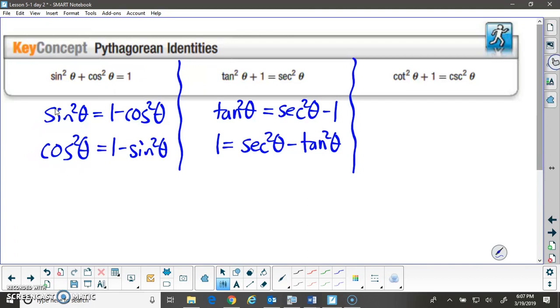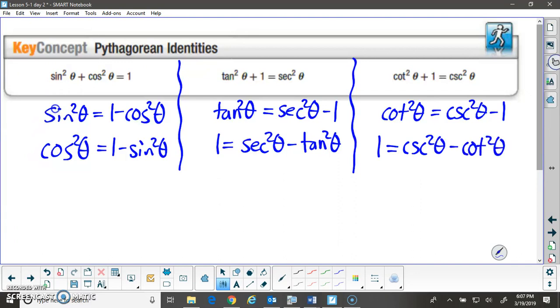The third one is cotangent squared plus 1 equals cosecant squared. I'd like you to write that one down as well as writing cotangent squared equals cosecant squared minus 1. And I'd also like you to write 1 equals cosecant squared minus cotangent squared. So there are 9 different Pythagorean identities. However, really there's just 3 different ones, but we're writing them in 9 different ways. So get those copied onto your note card.